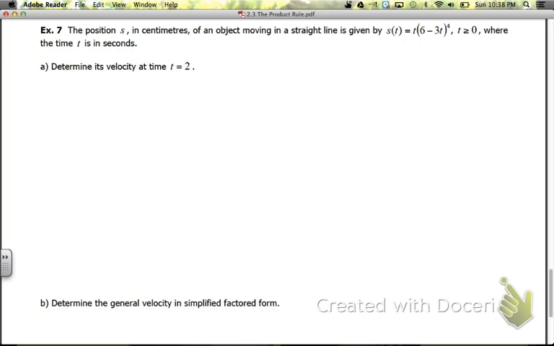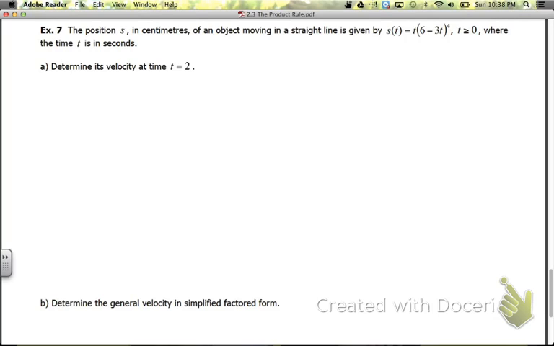So recall from Unit 1 when we were trying to find velocity, we looked at taking the limit as h approaches 0. We now know that we can easily do this by just taking the derivative, a lot less steps. So I'm hoping everyone is starting to really enjoy derivatives. Determine its velocity at time t equals 2.